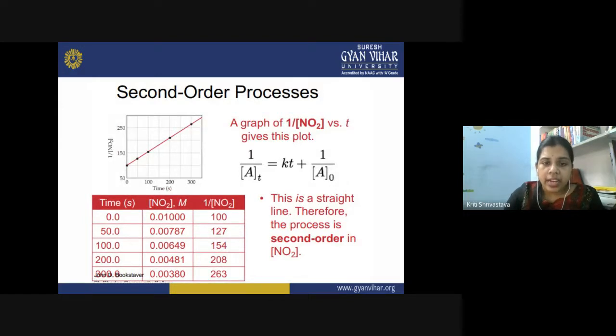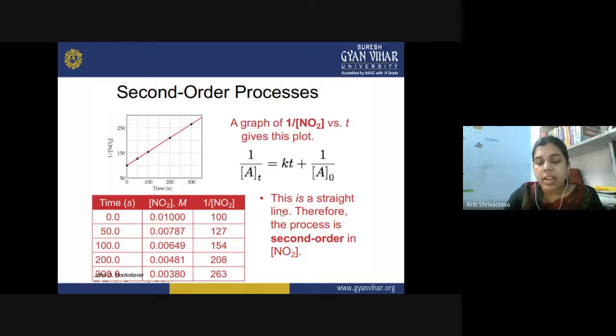So now let us try to fit these values in the second order rate law. What we will do is take the inverse of these values. When you plot the inverse value of the NO2 concentration with respect to time, you get a straight line. Because you are getting a straight line, you can say that it is second order in NO2. So that is how you determine the order of the reaction.